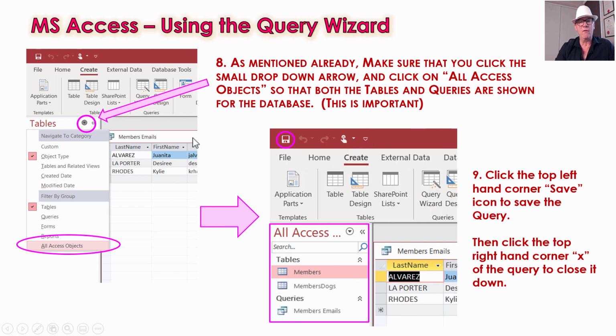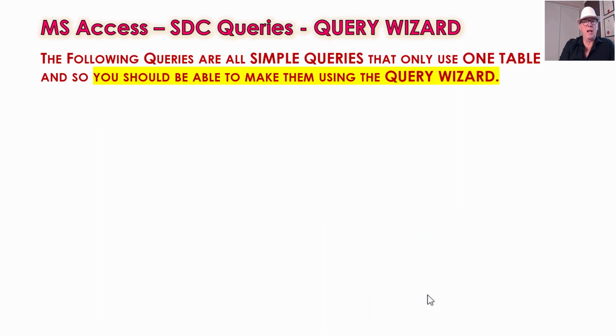Okay, now we need to save this query we've just made, so click on that save button. All right, so I've got to save it, and then you just click on this part here of the query. There'll be an X over in the right hand corner of that window, and you just click on that to close it down because that one's finished. Okay, now what are we doing next?